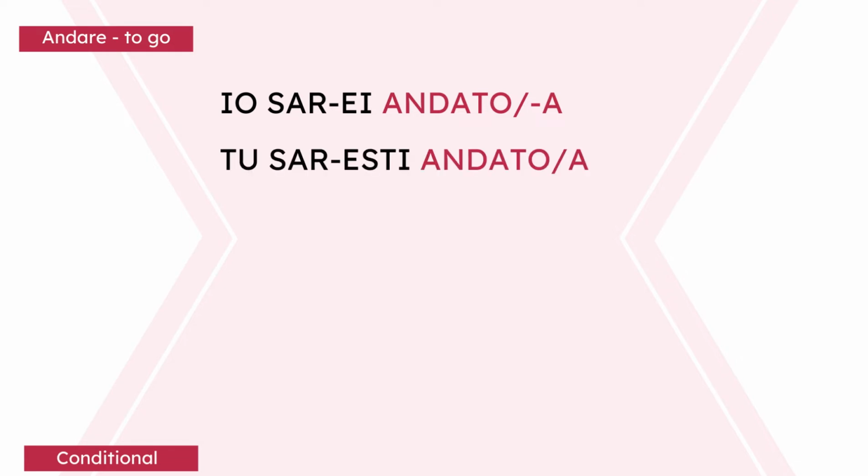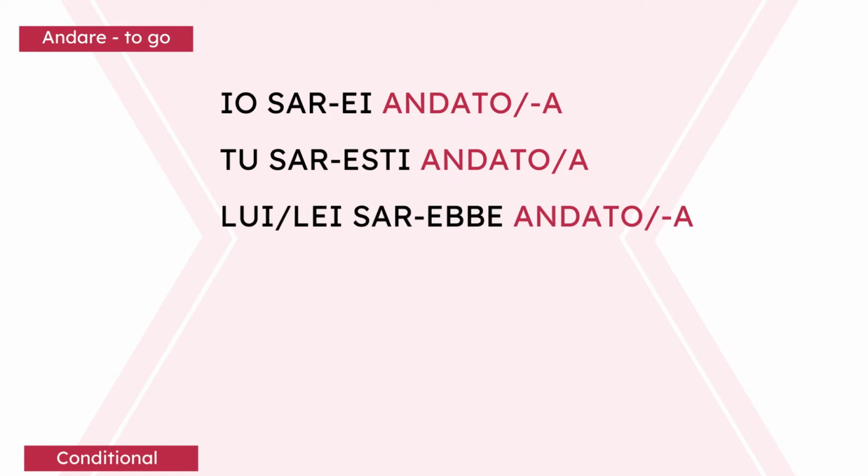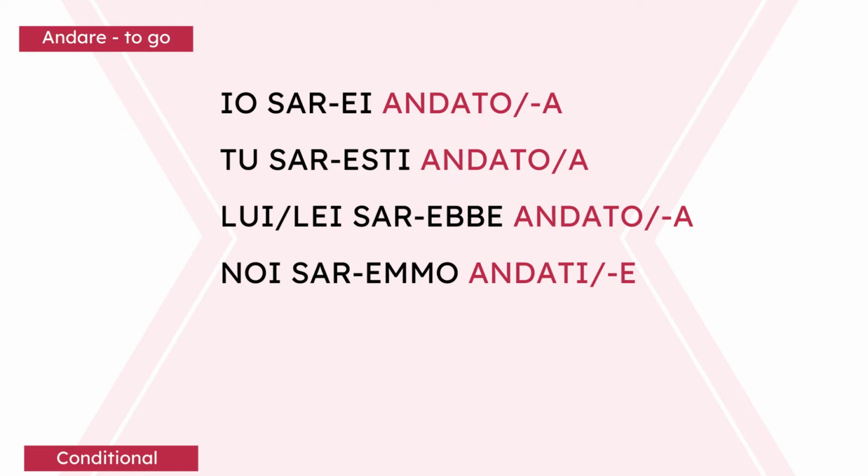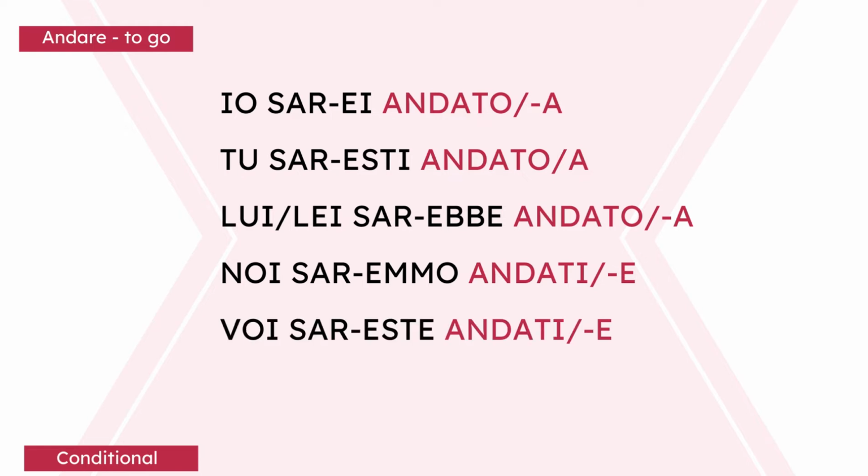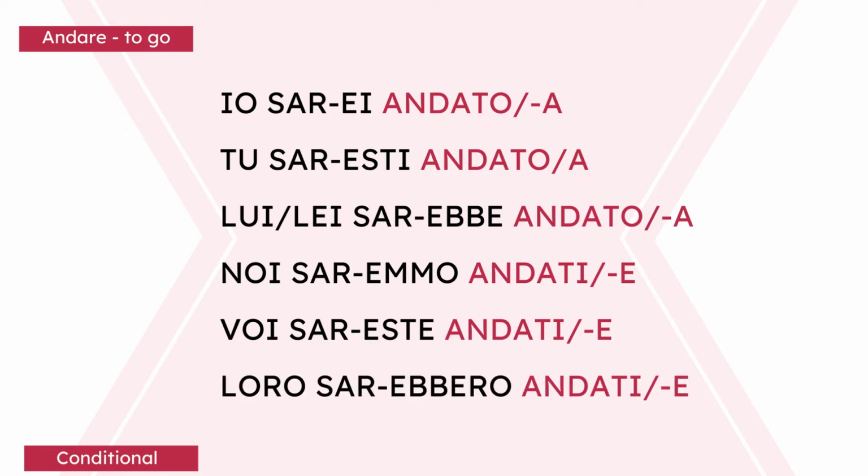First conjugation, andare, to go. Io sarei andato, or andata. Tu saresti andato, or andata. Lui, lei sarebbe andato, or andata. Noi saremmo andati, or andate. Voi sareste andati, or andate. Loro sarebbero andati, or andate.